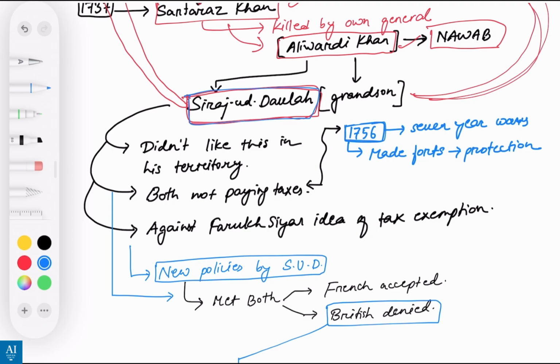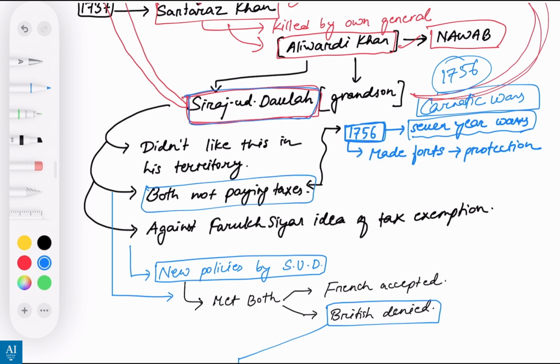So during 1756, in the last video we have discussed the Carnatic Wars. What happened during the Carnatic Wars? In 1756, the Seven Years' War started in Europe, and this led to the Third Carnatic War in India. In 1756, they were making forts for protection, and both the British and French were not paying taxes. And these types of ambitions or works of the British and other Europeans were disliked by Sirajuddaulah.